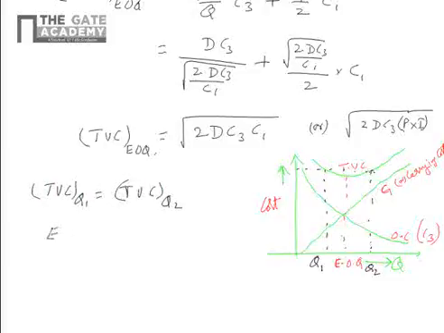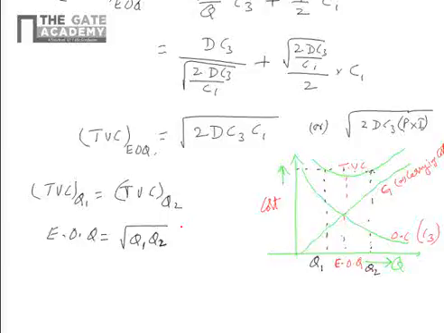So there is one relation: economic order quantity equals root of Q1 into Q2. If you know any two points on that line which have the same cost, then the economic order quantity is equal to root of Q1 into Q2.